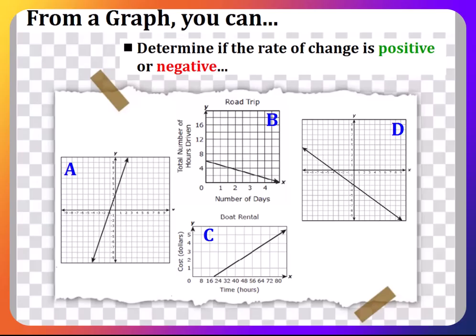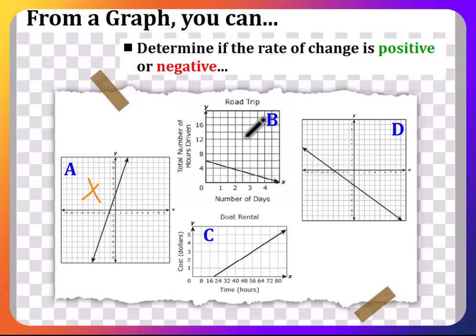And when you have a graph, just looking at the graph, you can tell if it's going to be positive or negative. So if you look at graph A, how is it going? It's going up, right? It's starting down here and going to the right. So it's increasing as you move up to the right. So this is going to be a positive rate of change.